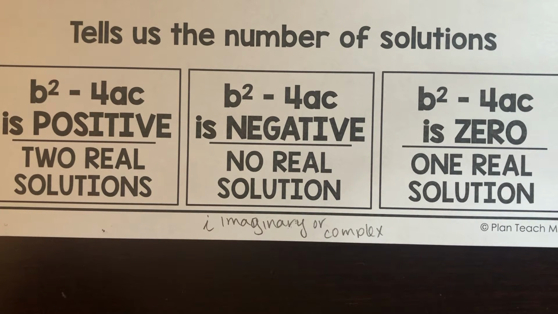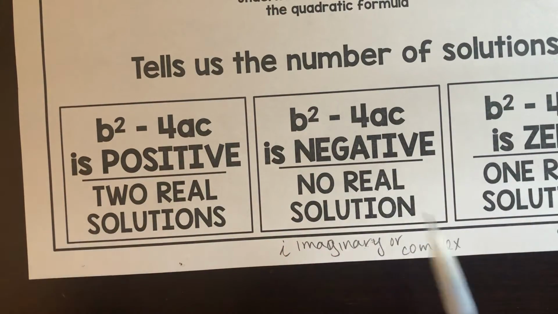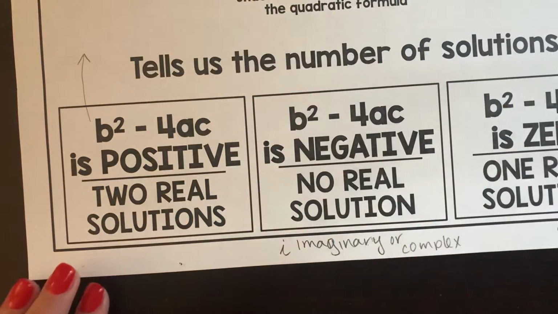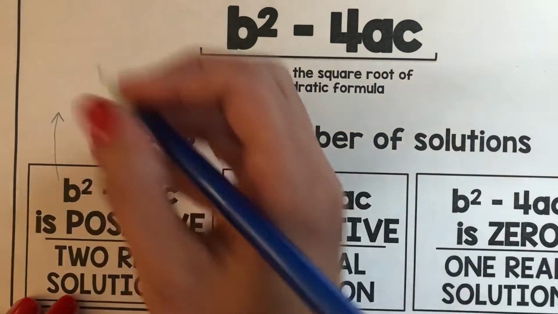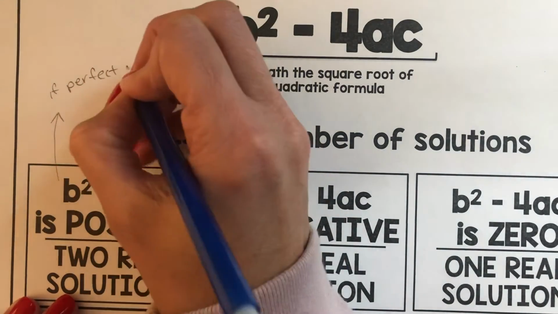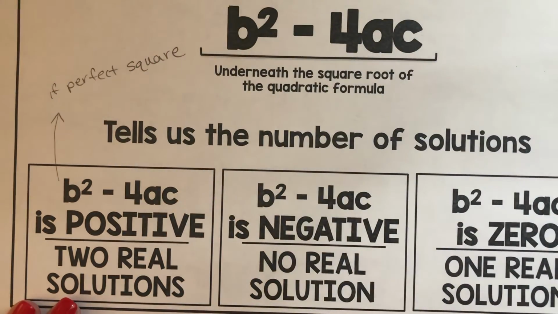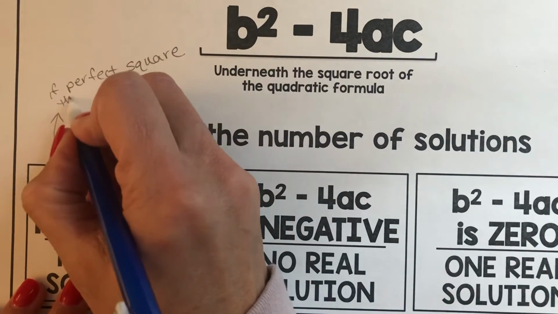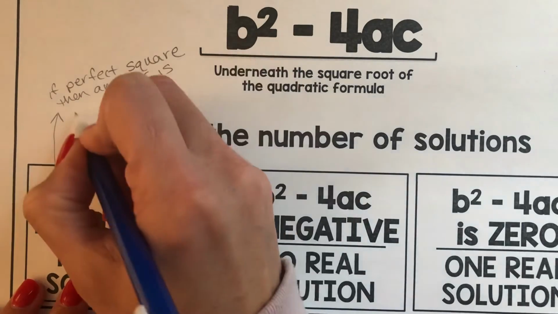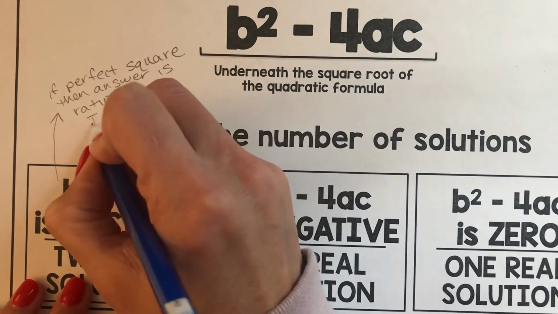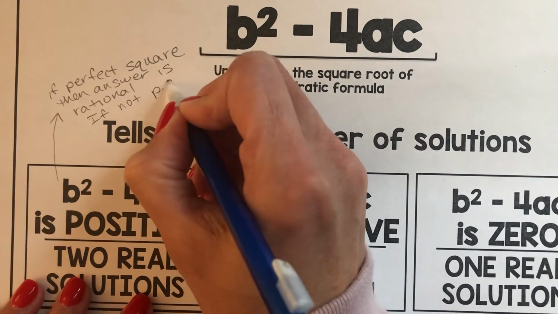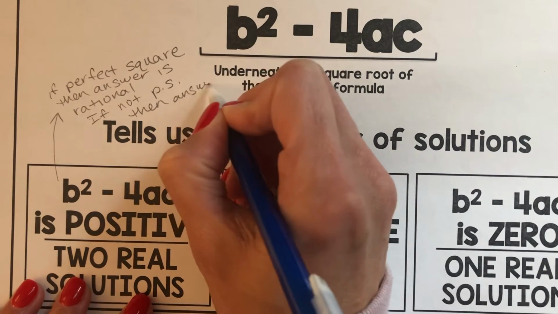All right, so let's look at this positive one just a little more closely, because there's two cases for the positive. If you get an answer that is a perfect square, and what I mean by that is it's a number that if you square root it, you won't get a decimal. So for example, 25 is a perfect square. The square root of 25 is 5. Or the answer 49 would be a perfect square. So in this case, if it's a perfect square, then the answer is rational. And if not, then it is irrational.